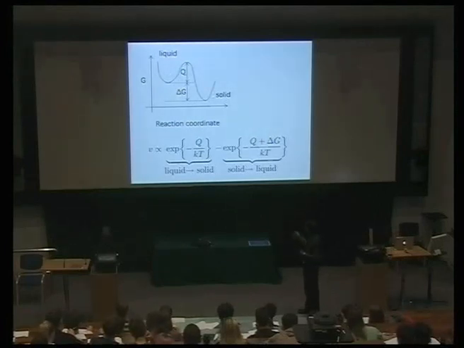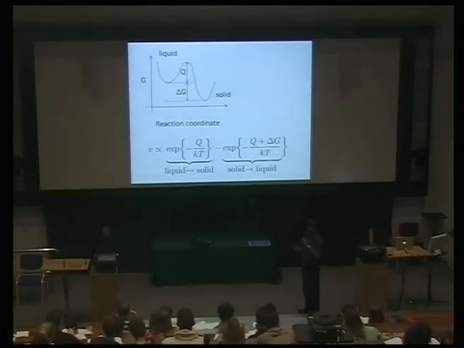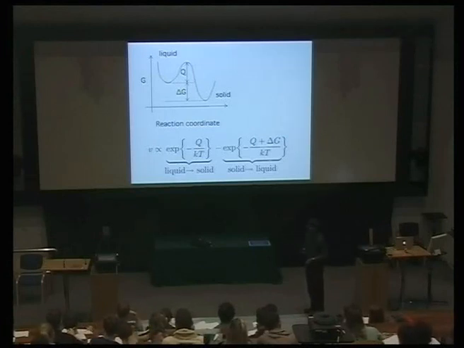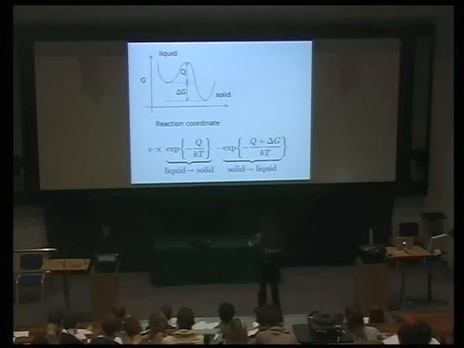And atoms will jump in both directions, because there's nothing to stop an atom from going in the reverse direction. So this is the height of the activation barrier that an atom in the liquid has to overcome to get into the solid. Can somebody tell me what the height of the activation barrier for the reverse jump is?